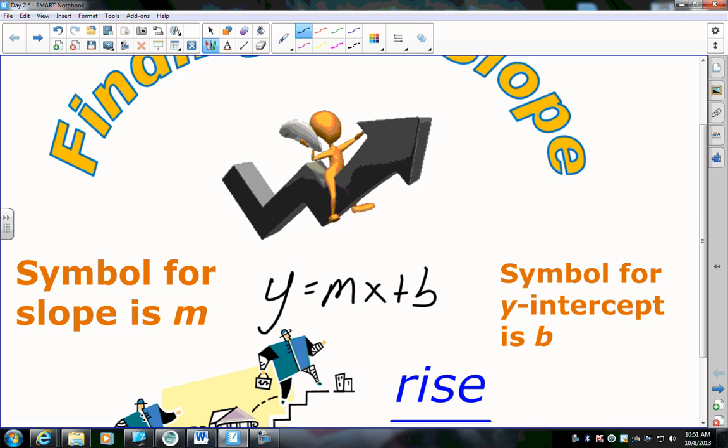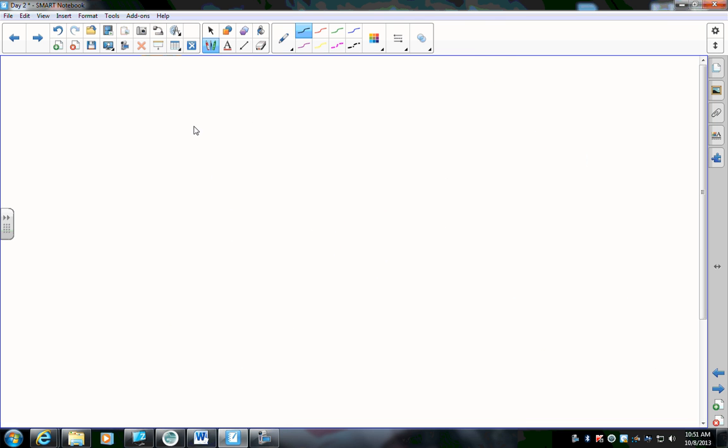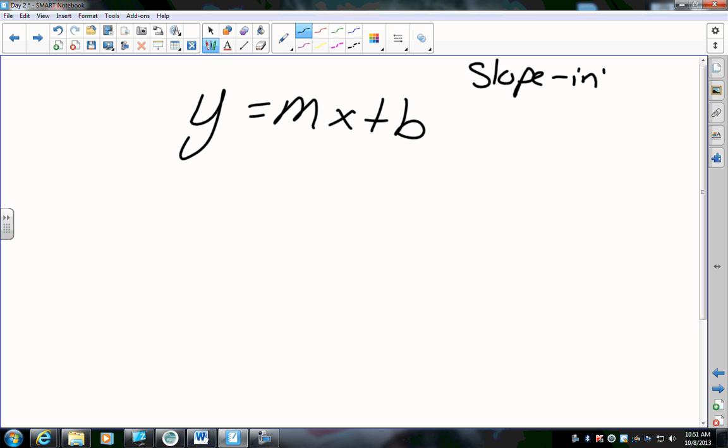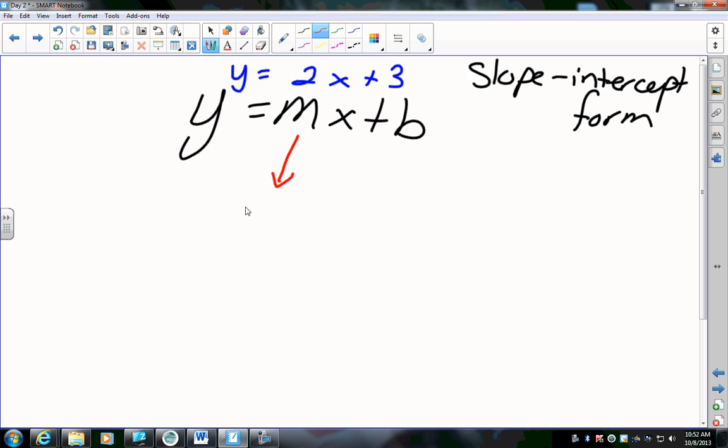Okay, so actually turn your paper over to the back. Y equals mx plus b. Slope-intercept form. This is slope-intercept form because when we have an equation that's written this way, for example, if I had y equals 2x plus 3, you're going to know that whatever number is right here with the x is called the slope. That's the m, that's the slope, that's the coefficient.